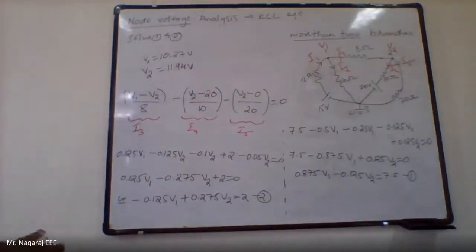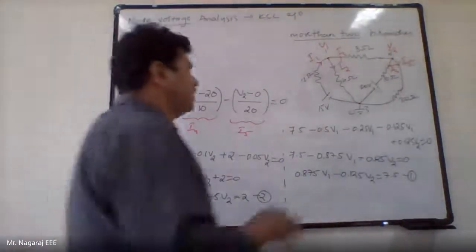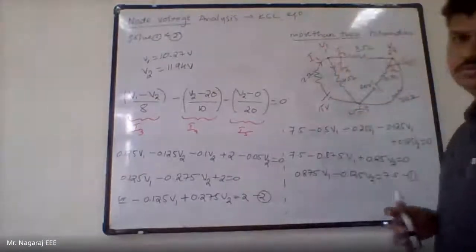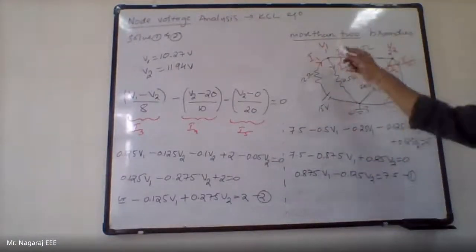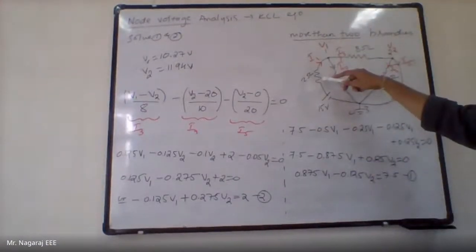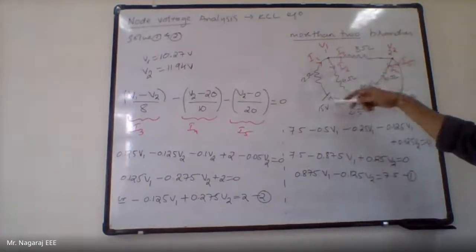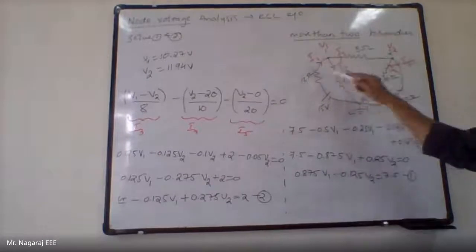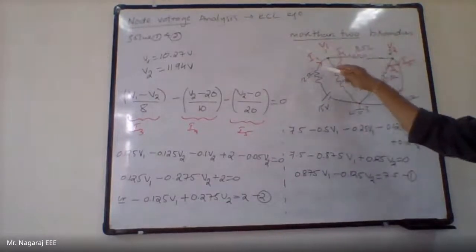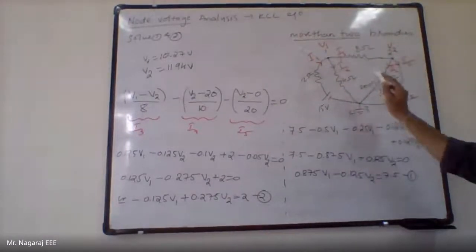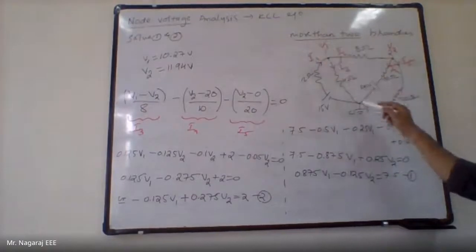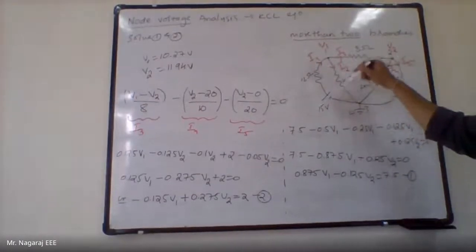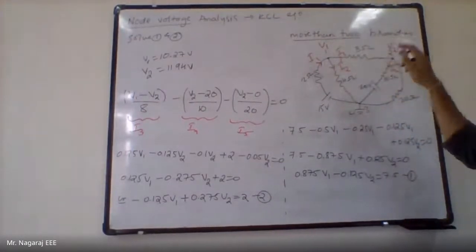Once I get V1 and V2, I can find the current through any branch. I have the equations. I can find the current through 2 ohms. Now I know that V1 is at lower potential with respect to 15 volts. It is 10 volts. So what is I1? 15 minus 10.27 divided by 2. And the current through this I2 is V1 by 4.